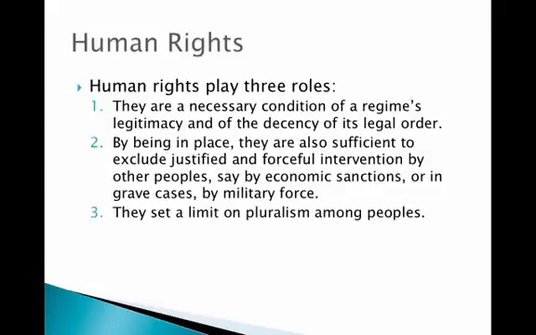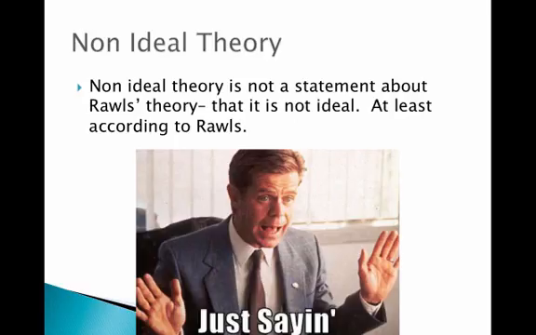And they would play three roles. One, human rights would be a necessary condition of a regime's legitimacy and of the decency of its legal order. Two, by being in place, they are also sufficient to exclude justified and forceful interventions by other peoples, say by economic sanctions or in grave cases by military force. And then three, they set a limit on pluralism among peoples. Okay. Next lecture, we will look at non-ideal theory. That'll be Rawls' Law of the Peoples, Part 2.